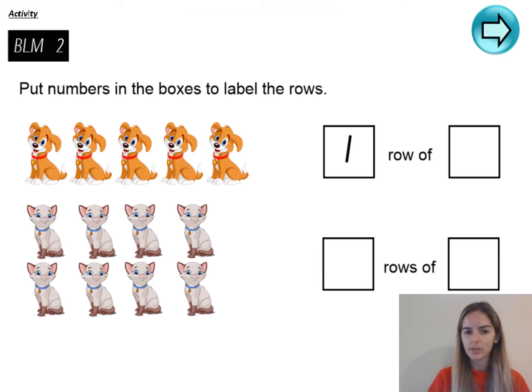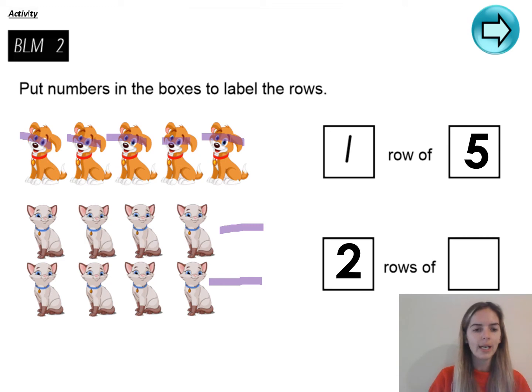Okay, so how many puppies do we have here? 1, 2, 3, 4, 5. I have 1 row of 5. Now let's look at this one. I have 2 rows here. I've got 1 up the top and then 1 underneath. I've got 2 rows, and how many in each row? 1, 2, 3, 4. 1, 2, 3, 4. I have 2 rows of 4.